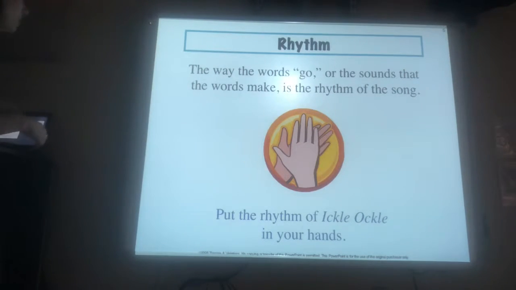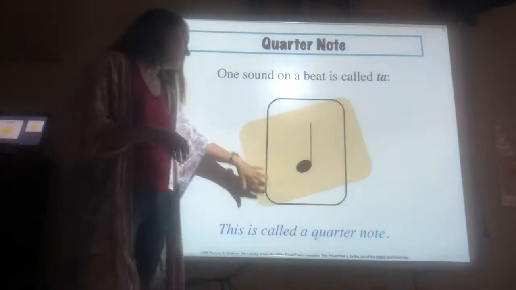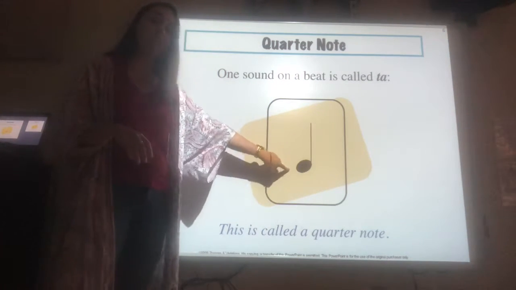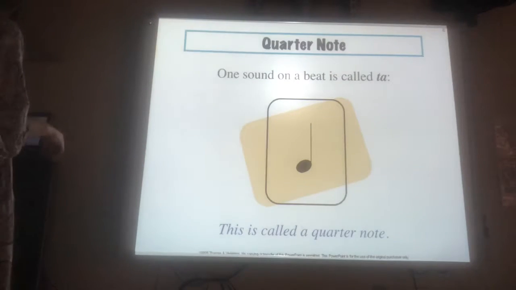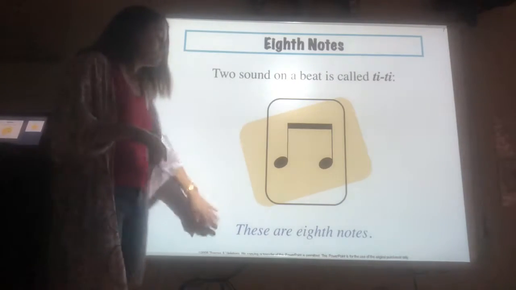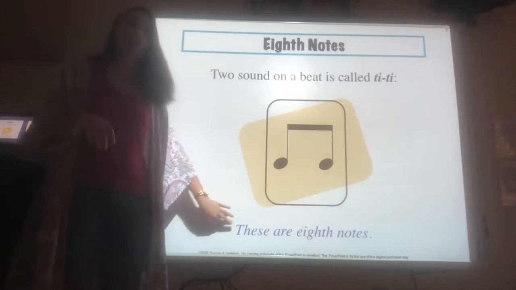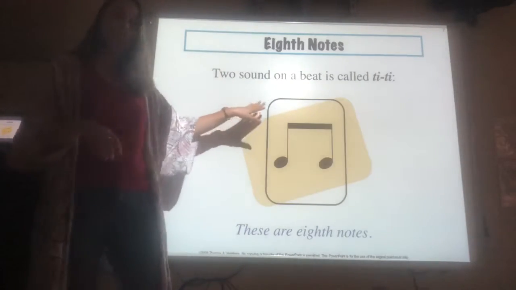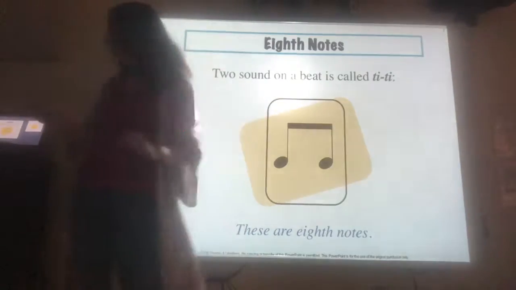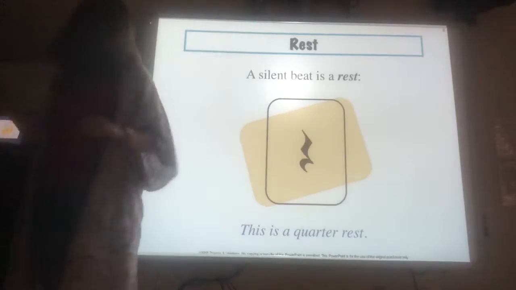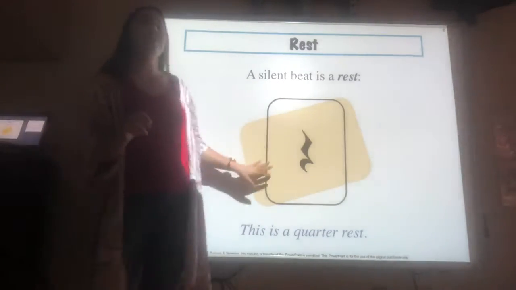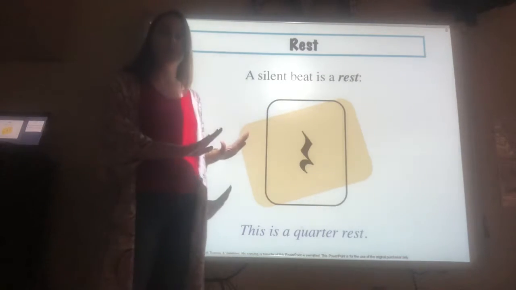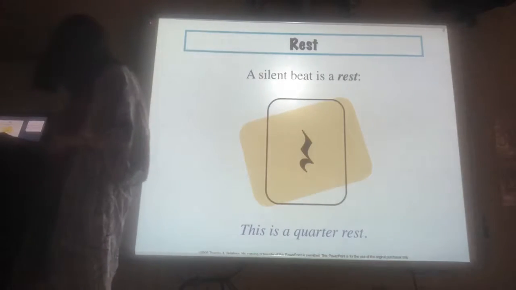Now, let's remember that one sound on a beat, we call this a quarter note, okay? When we see it, we say ta, okay? Two sounds on a beat is called a pair of eighth notes because there are two of them. 1, 2, they're a pair. Two sounds on a beat, we say ti-ti, okay? Now, when a beat is silent, we call that a rest. This is a quarter rest. It makes no sound at all whatsoever.